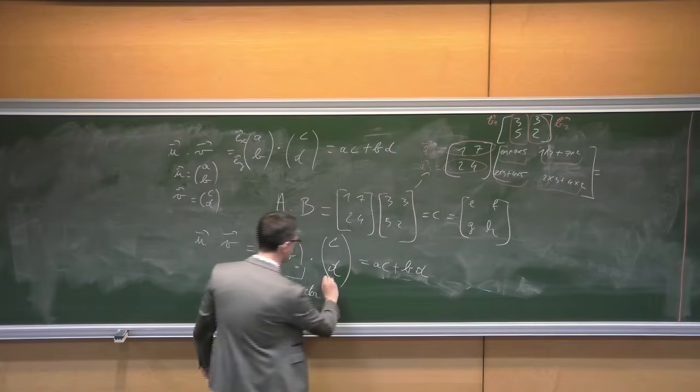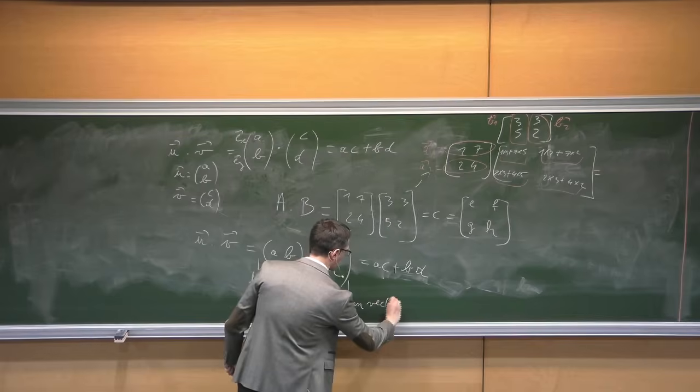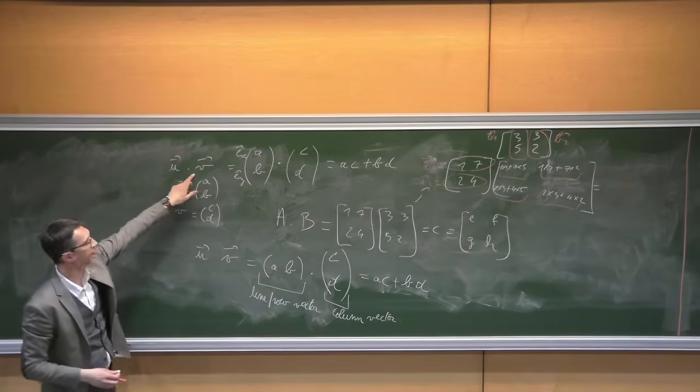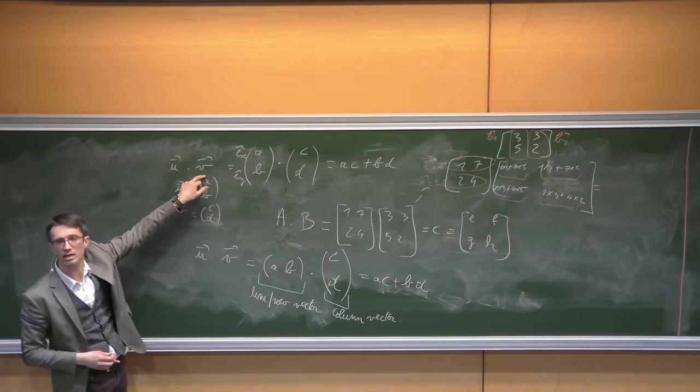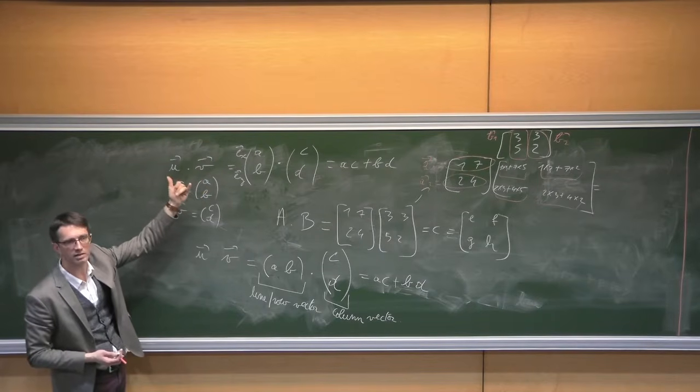As opposed to this one, which is a column vector. So of course, what's misleading here is that when we write it like this, it looks like we don't make any distinction, and yet there is a distinction. So depending on which side, there's a distinction.